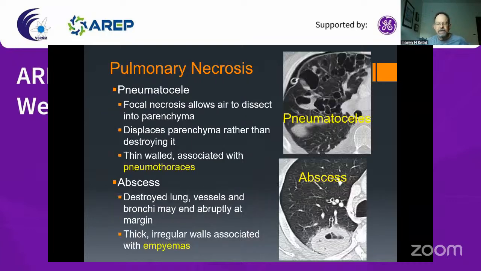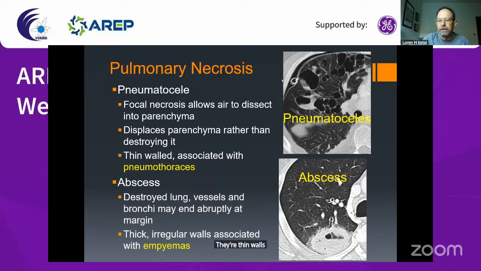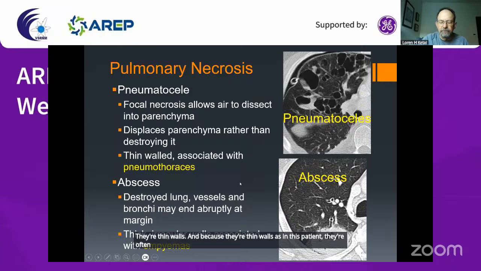More common manifestations of necrosis include pneumatoceles and abscess. Pneumatoceles are focal areas of necrosis which allow air to insinuate into the pulmonary parenchyma. And because it displaces the parenchyma rather than destroying it, they're thin-walled. And because they're thin-walled, as in this patient, they're often associated with pneumothoraces.